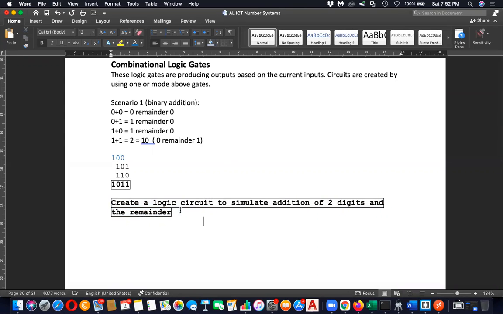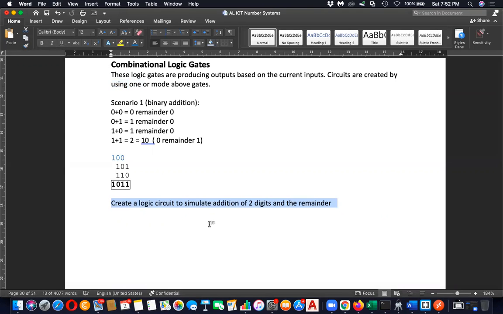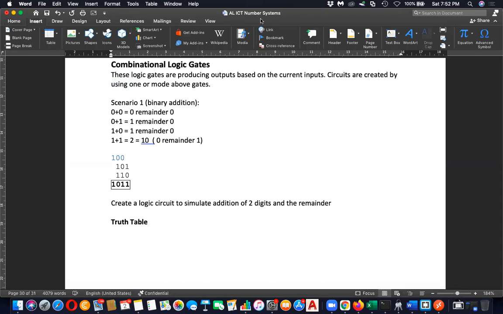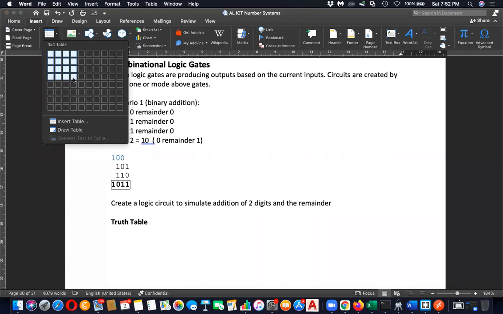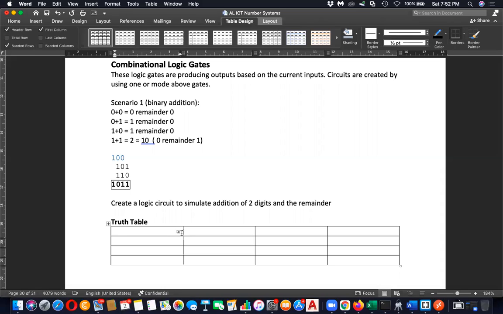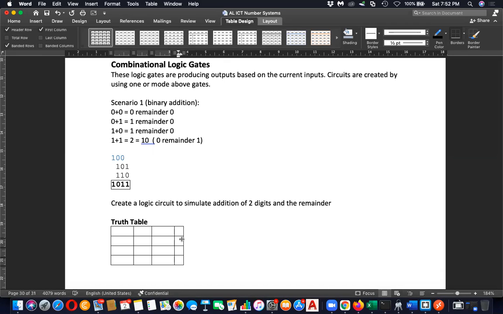Okay, so this is a question, and I'm going to have the same format here. Create a logic circuit to simulate addition of two digits and write the remainder. First of all, I'm going to draw the truth table. Addition of two digits and write the sum and remainder. Okay, this is my truth table. In my truth table, I'm going to write two digits and the sum and the remainder. A and B are my inputs. Those are the two digits. I'm going to write remainder and sum.